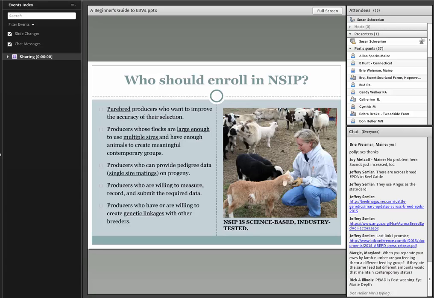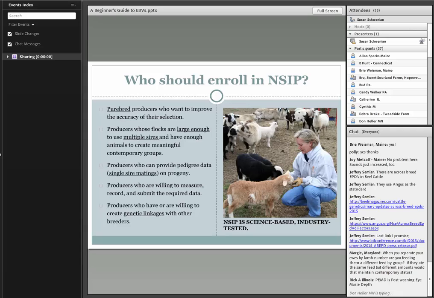Okay? You have to do single sire matings. You have to know who the sire is. Okay? That's essential. You have to be able to provide pedigree data. You have to be willing to measure, record, and submit the required data. Some of you are already doing it. So if you're already doing it, you might want to consider taking the next step.